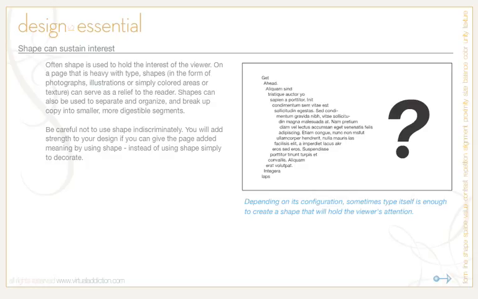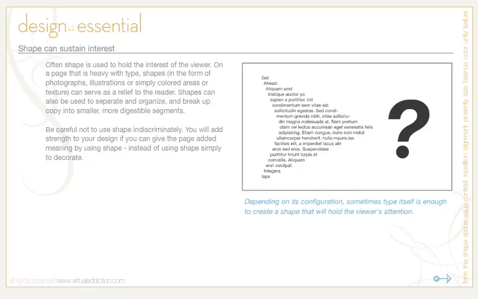Shapes can also be used to separate and organize and break copy into smaller, more digestible segments. This is a great aid in allowing your viewer to better understand what it is that you're trying to say. When shape is used to separate and organize, it helps to hold the viewer's attention. For example, type can be put into a shape and placed within a larger block of text. This is often how sidebars are treated.